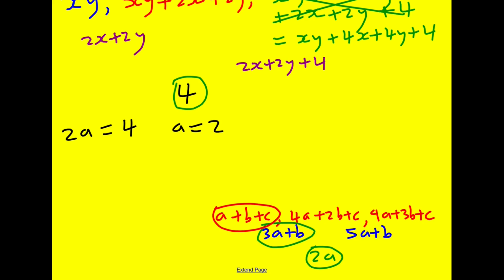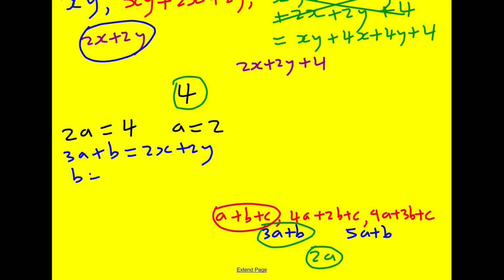Next bit, we've got that 3a plus b is equal to 2x plus 2y. So we know that a is 2, so b is going to be 2x plus 2y minus 6. That's going to be the answer. I've just substituted in 2, done 3 times 2, and I've subtracted that from both sides to give me b.